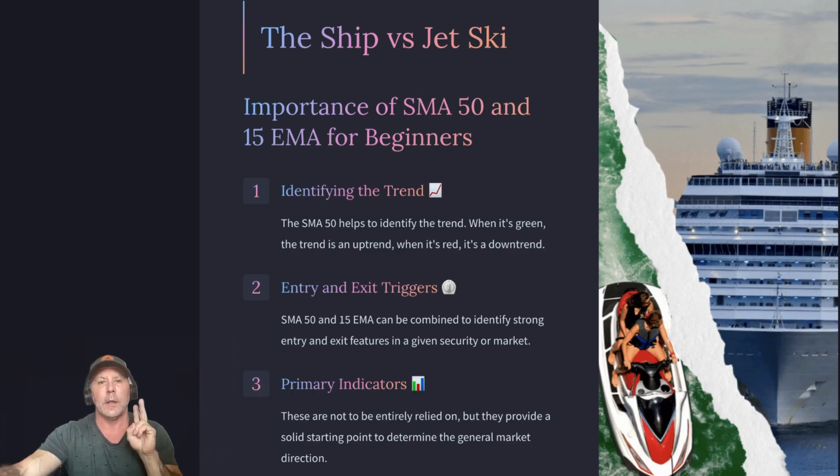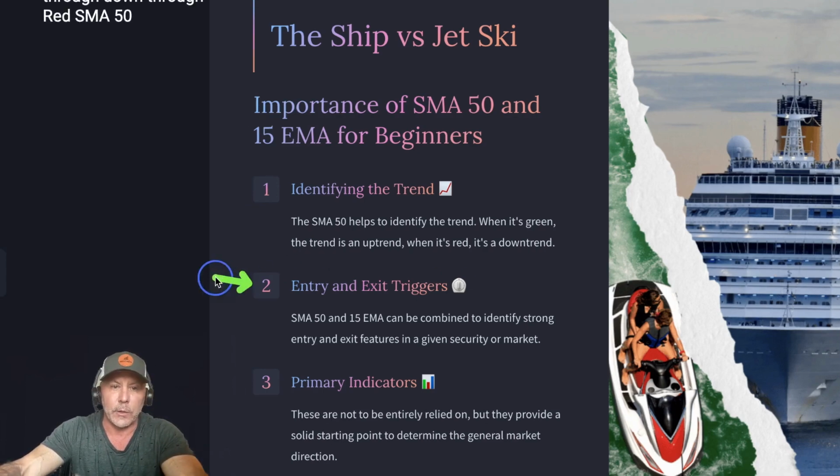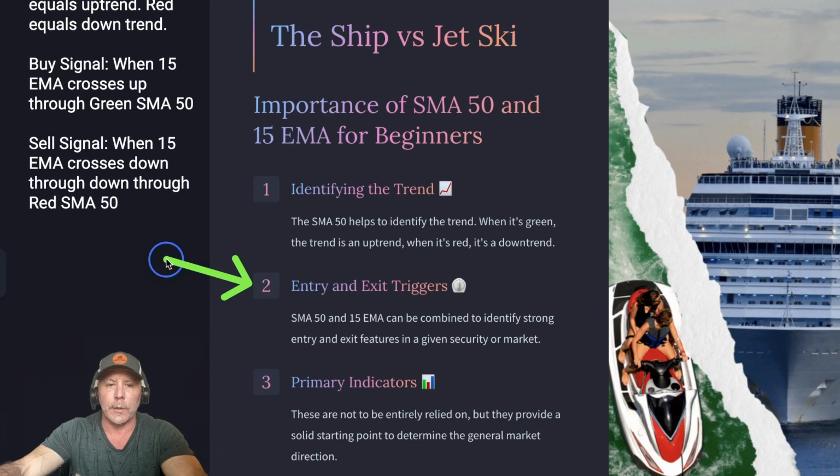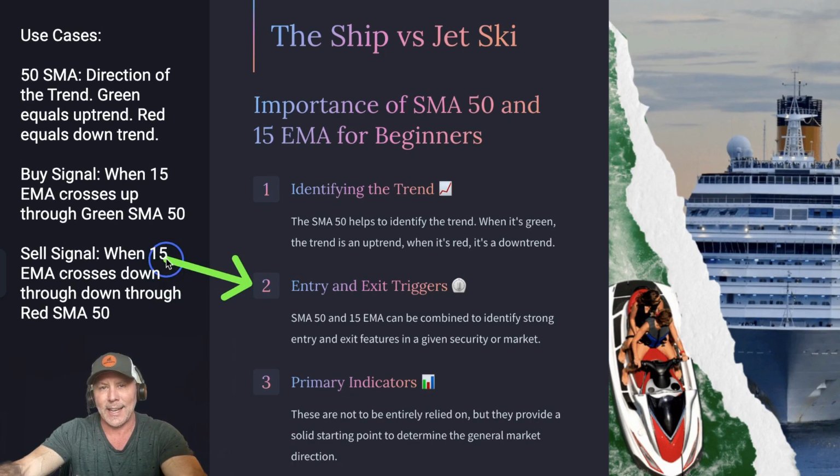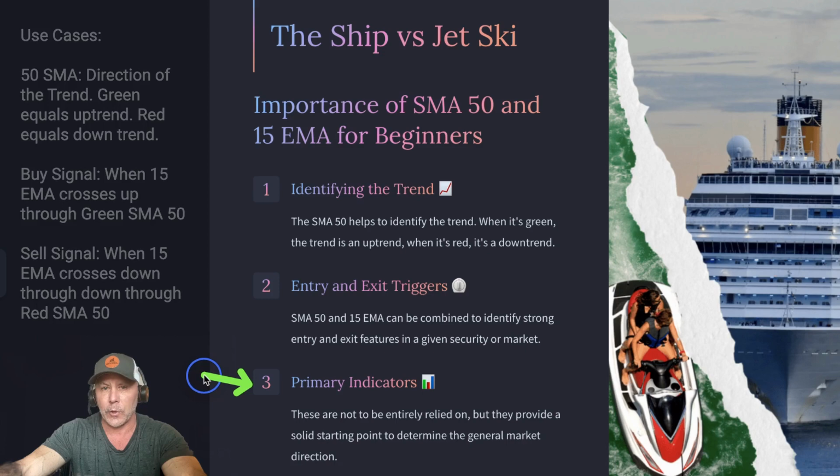But this is key. These two cannot be standalones. We have to use them together. So just remember that when you're watching these videos in your free time. And this is what's really cool. They help us with entries and exits in terms of triggers. Combined, these can help us identify strong entry and exit features. And then number three, these are not entirely to be relied on, but they are a wonderful guidepost. You'll see that we have other validations that we need to seek out, but these are the primary.